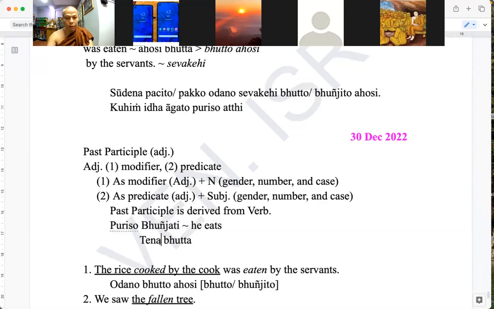So that is why that burisa will be burisena, with the instrumental case. This usage we also need to know: based on its function in the sentence, as a modifier, the gender, number and case will be the same as the noun it modifies. But in a predicate function, the past participle adjective will be with the nominative case, the same as the subject.